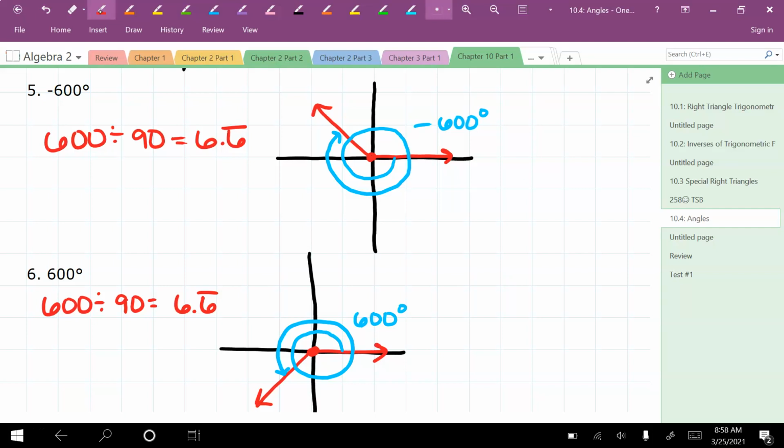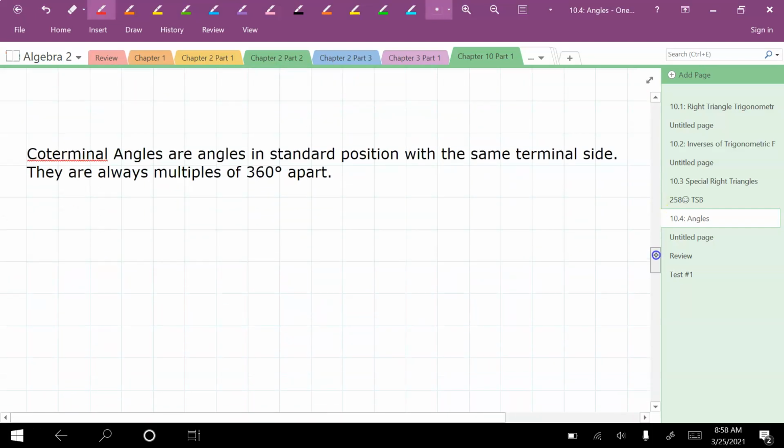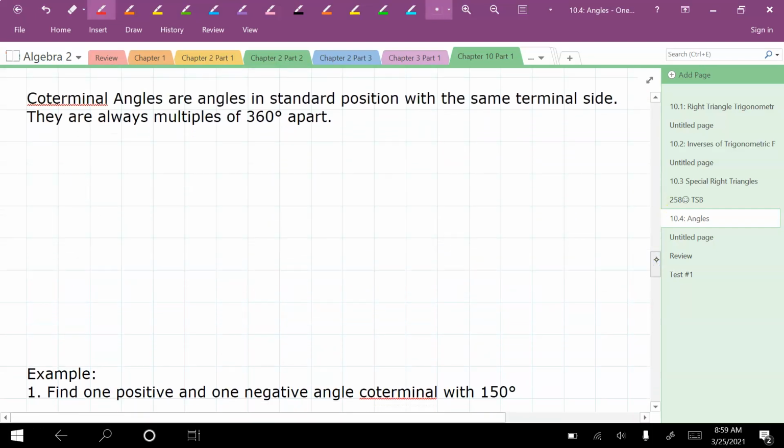All right, so coterminal angles are angles that are in standard position with the same terminal side, and they're always multiples of 360 degrees apart. So an example of this would be if I had an angle at 300 degrees and an angle at negative 60 degrees, they're going to look the exact same. They're a full rotation apart from each other.